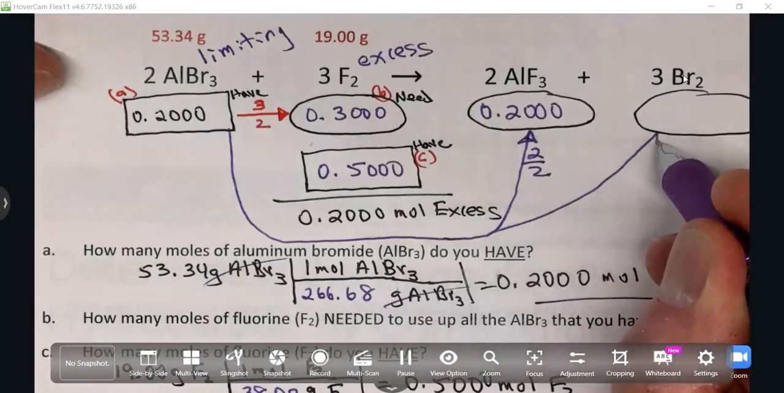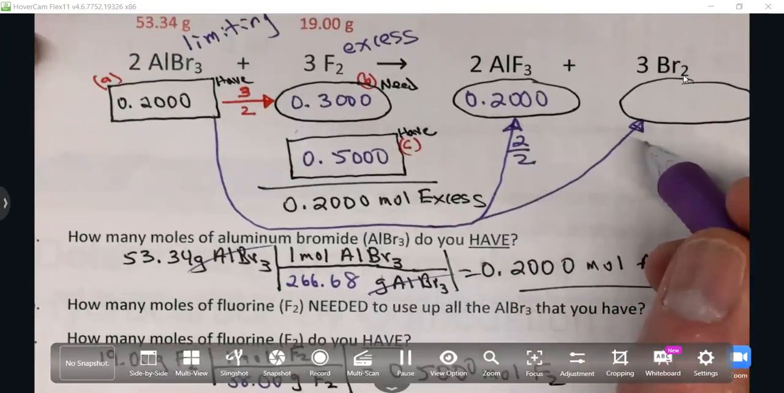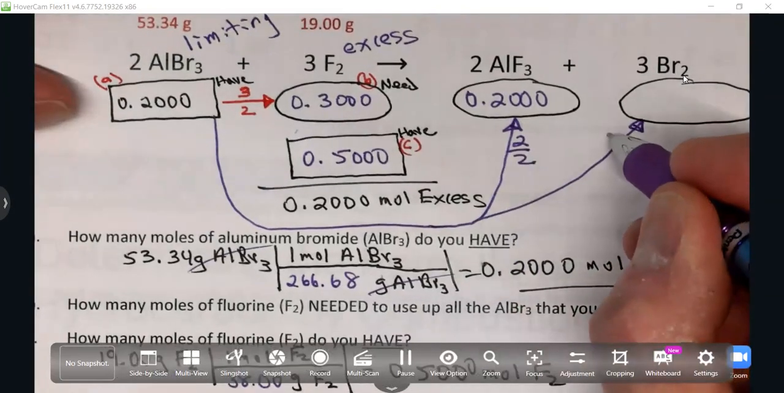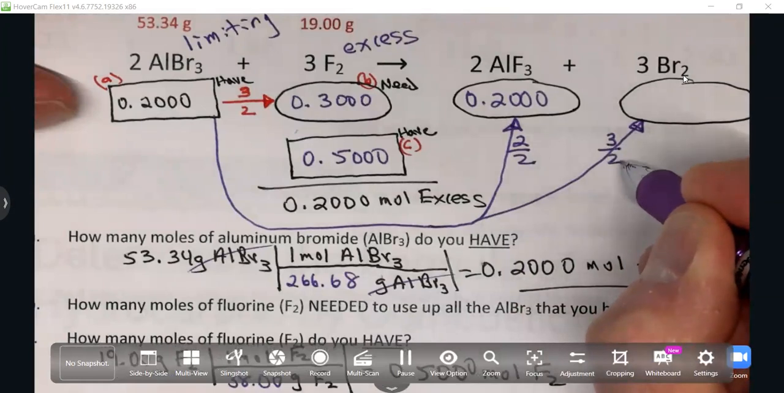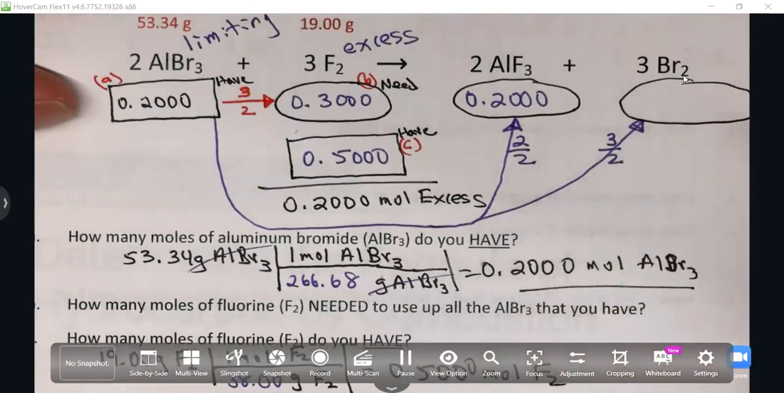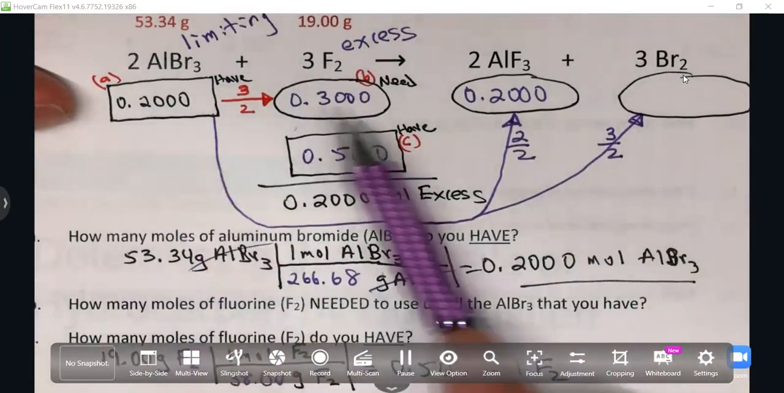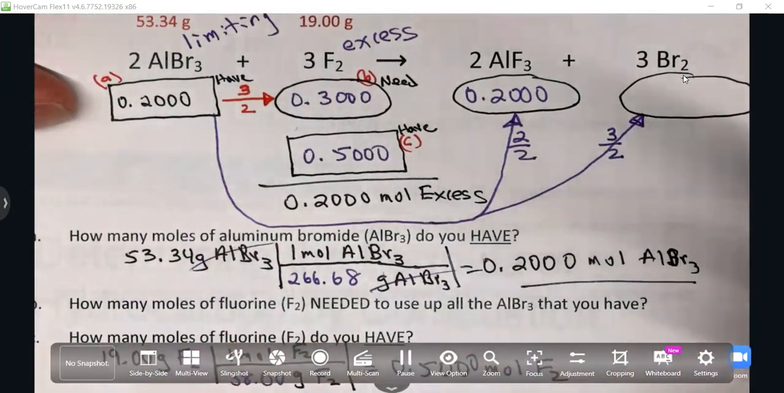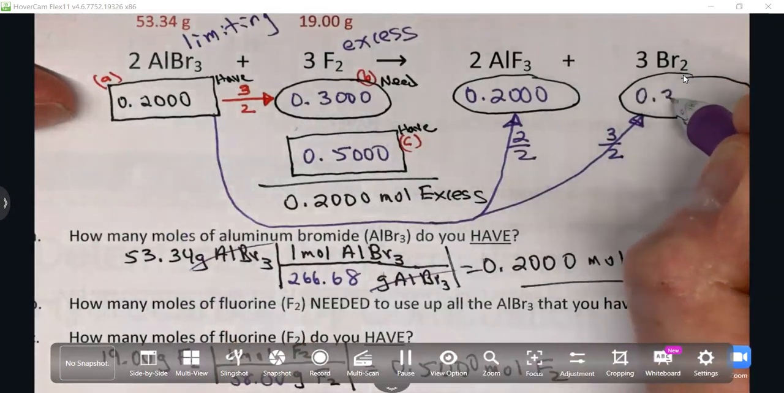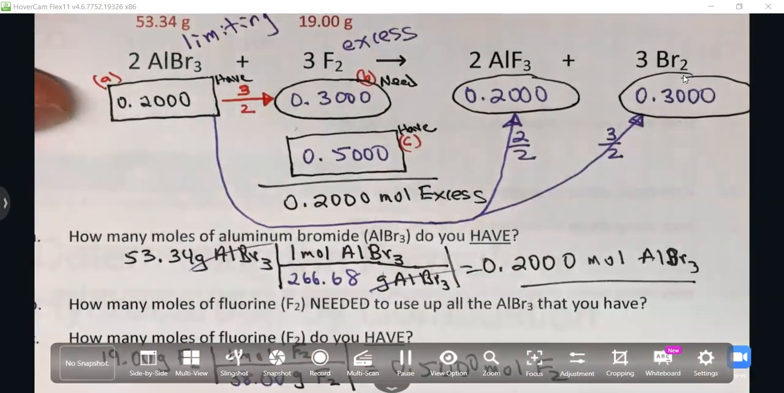And my mole factor fraction here for the bromine is 3/2. So if I take my 0.2 times 3 is 0.6 again, you have it. I'm going to produce 0.3 moles of bromine.